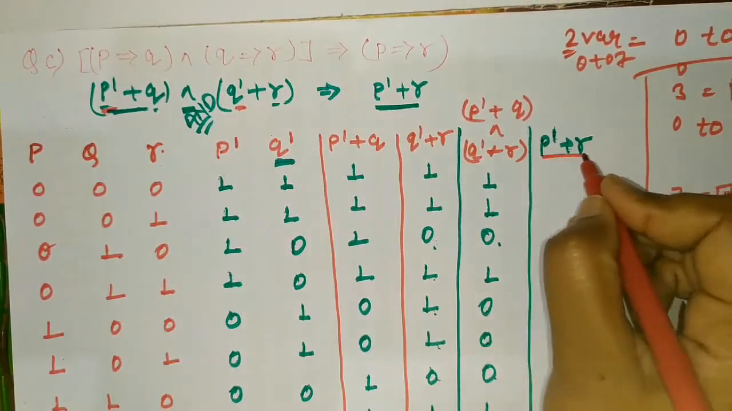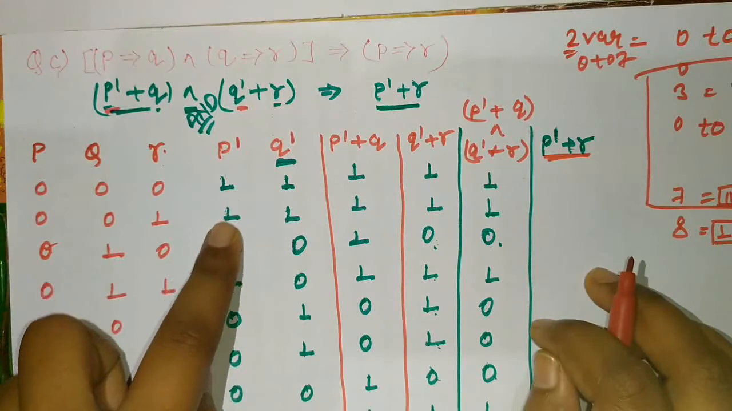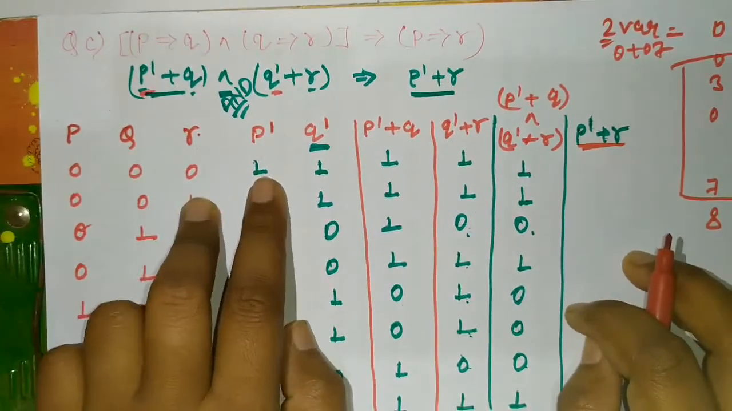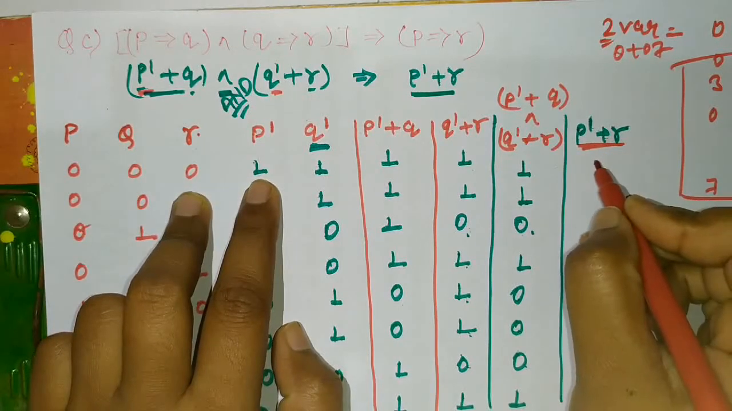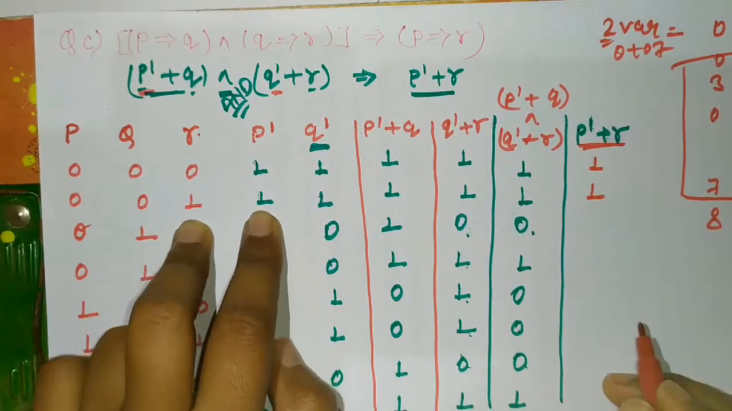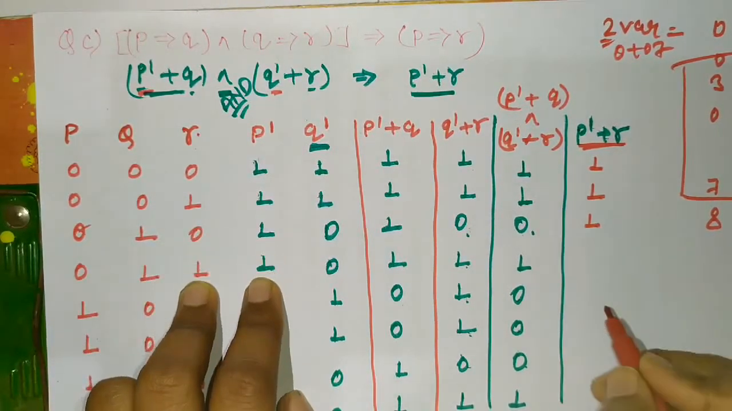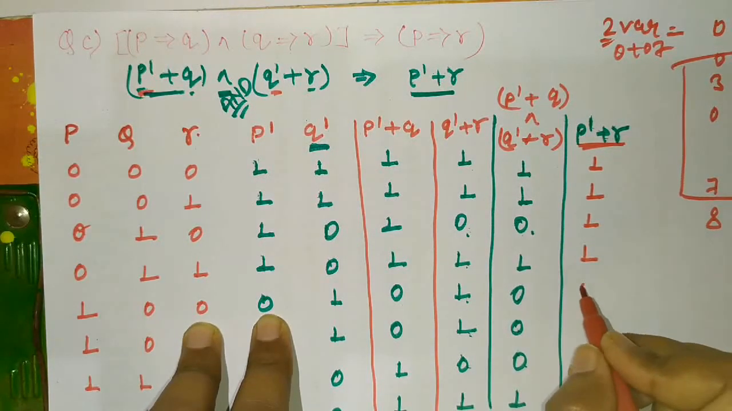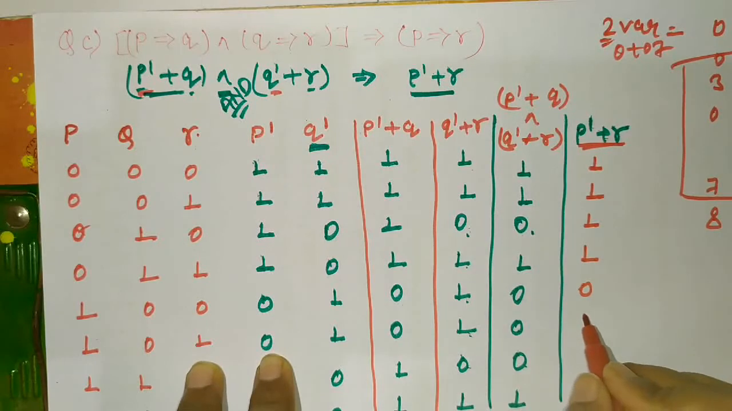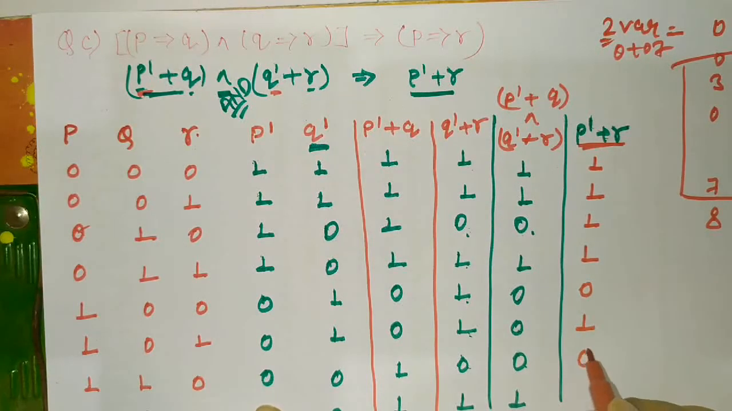P dash plus R. The value of P dash is this and the value of R is this. P dash plus R, we have to add these two numbers. 0 plus 1 is 1. 1 plus 1 is 1. 0 plus 1 is 1. 1 plus 1 is again 1. 0 plus 0 is 0. 1 plus 0 is 1. 0 plus 0 is 0. 1 plus 0 is 1.